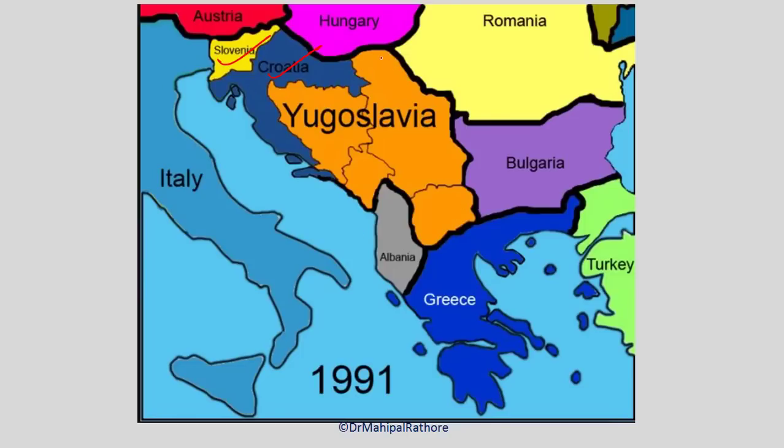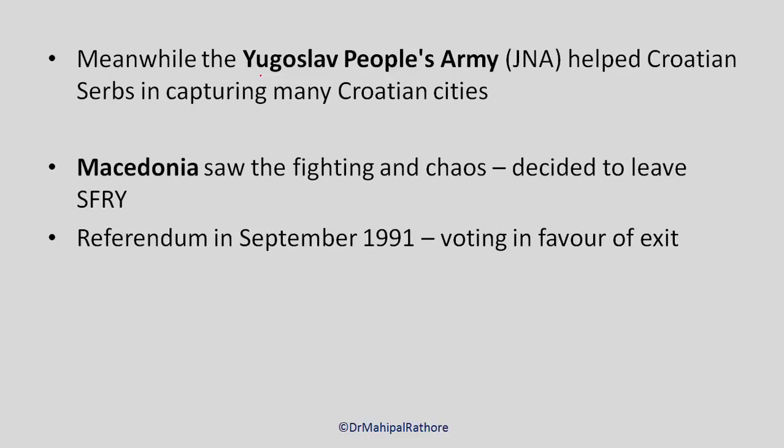Croatia is now independent. What remains of Yugoslavia? The remaining four. Alright, so this is Yugoslavia: Bosnia is remaining, Serbia, Montenegro, Macedonia. Meanwhile, the Yugoslav People's Army, abbreviated as JNA, was helping the Croatian Serbs. And that is why these Serbs were very successful in the war against the Croats, and they captured many Croatian cities initially.